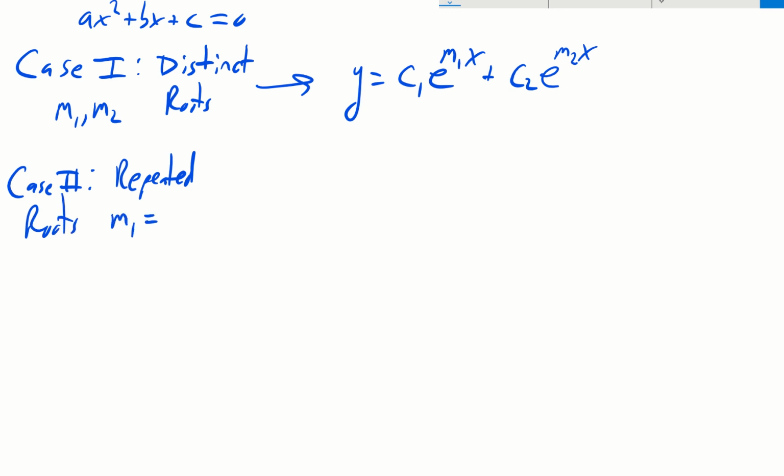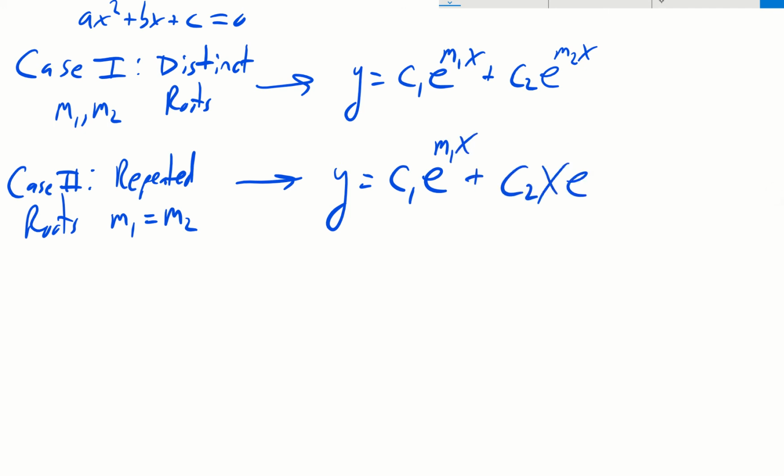Case 2 is repeated roots. When we have repeated roots, m1 is equal to m2, and then the solution in that case would be y equals c1 e to the m1x plus c2 x e to the m2x.